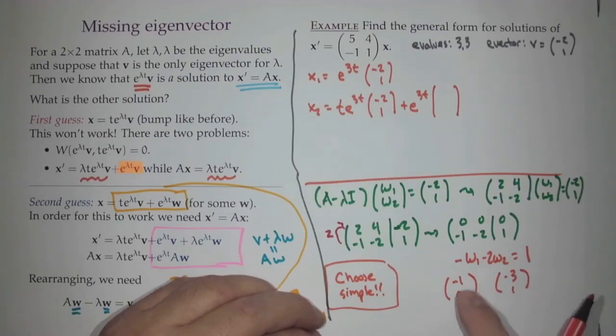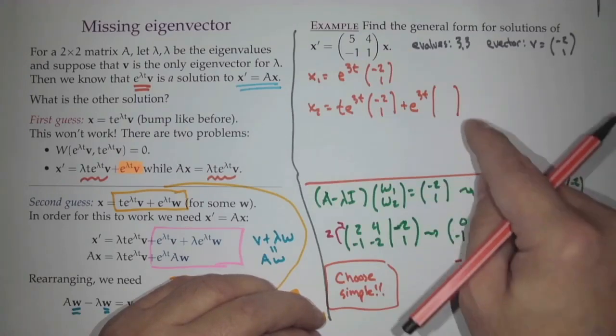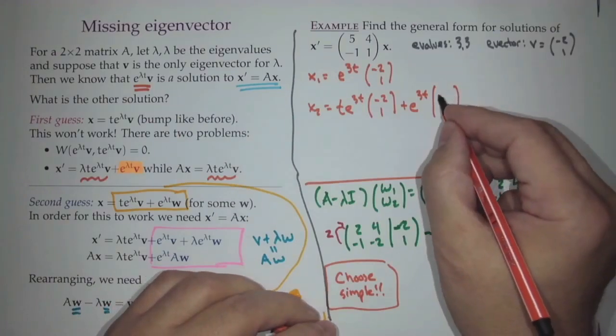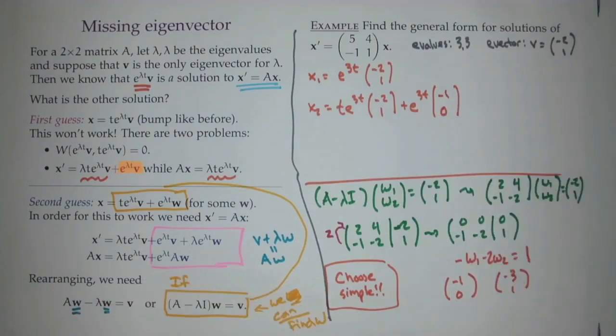Now, which one of these will work? Trick question. Both will work. Like, whoa, they both work? We'll get why in just a second. All right, so which one do you want? Yeah, negative 1, 0. Like I said, they both work, so just pick. Okay, so now we have our x2.